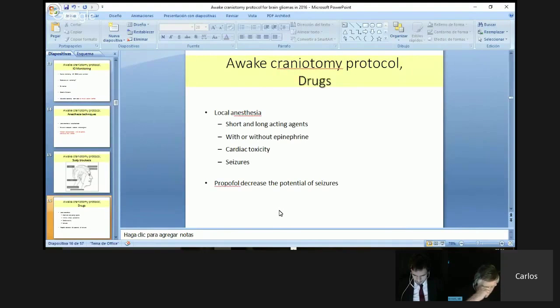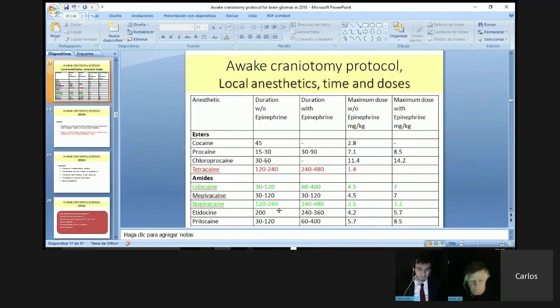We need to know in detail about certain drugs that we use during these kinds of procedures. For example, in local anesthesia, we need to know the short- and long-acting agents, with or without epinephrine, what is dysfunction, what about the cardiac toxicity, and what about seizure generation. We know that propofol decreases the potential of seizures. During this kind of anesthesia, locally we use lidocaine and bupivacaine.